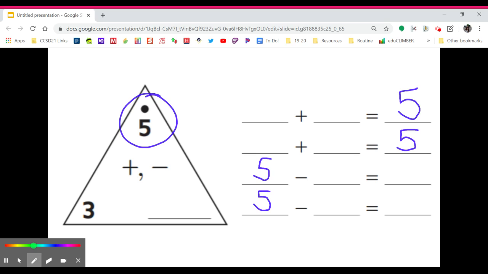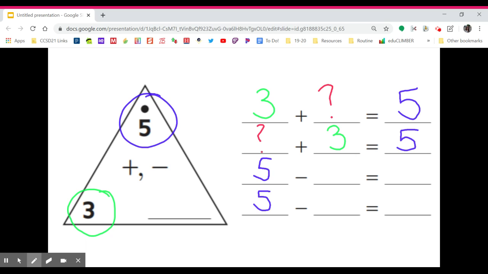We know one other number. We know this 3 down here. So when we're filling in our addition number models, we can put a 3 in the first spot, and then a 3 in the second spot for the second fact to show the turnaround fact. And our missing number we can represent with a question mark. So there are our two addition number models.